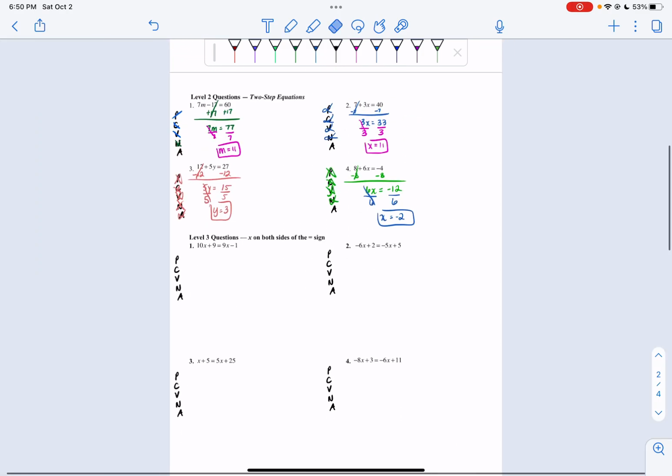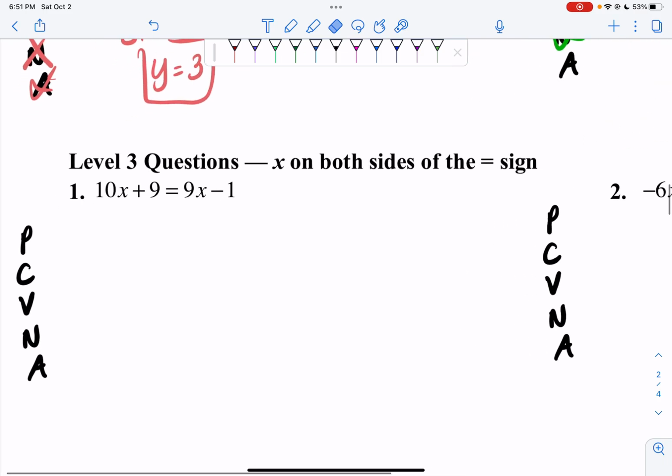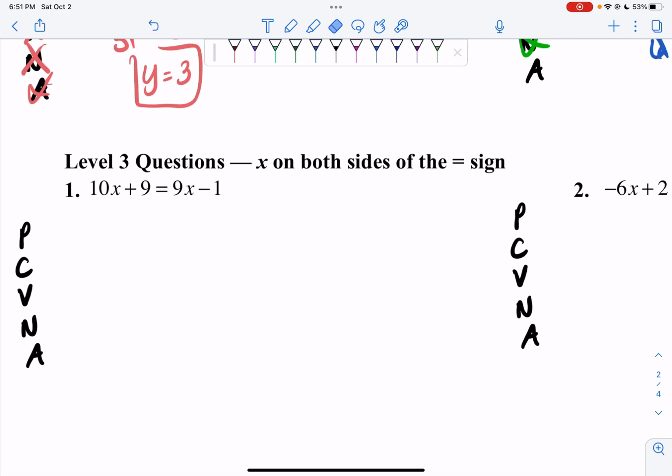So now what we're going to do is some level 3 where there's x on both sides of the equal sign. This is the common one where students do make an error because they're going to start combining 10x and 9x, but you can't combine them. So do I have parentheses? I do not. Can I combine 10x and 9? Nope. What about 9x minus 1? Nope.